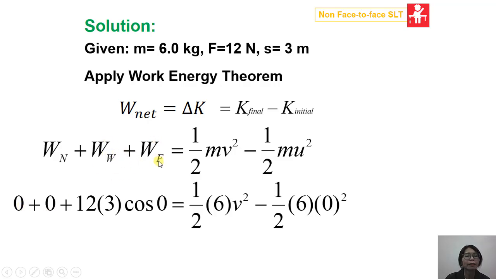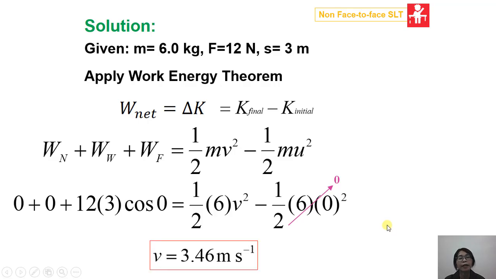The work done by the force F will be the magnitude of the force, 12, multiplied by the displacement, 3 meters, and the angle between the force and the displacement is 0. Then on the right hand side, I substitute the mass of the object, 6. Then v is the final speed I want to calculate. The initial speed of the object is 0, so that term becomes 0. Then doing the calculation, I get the final speed of the object after 3 meters is 3.46 meters per second.